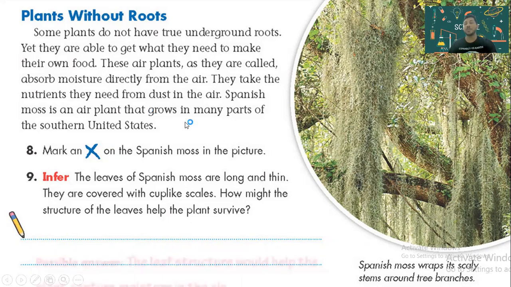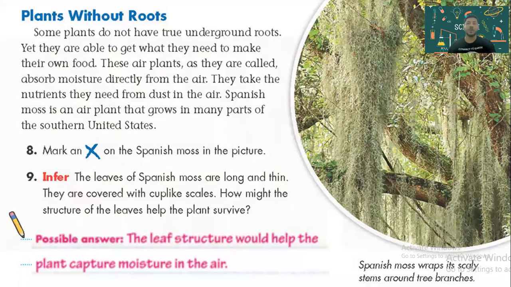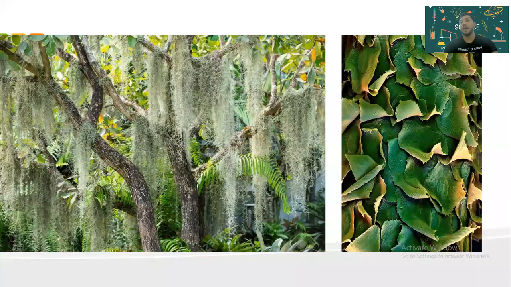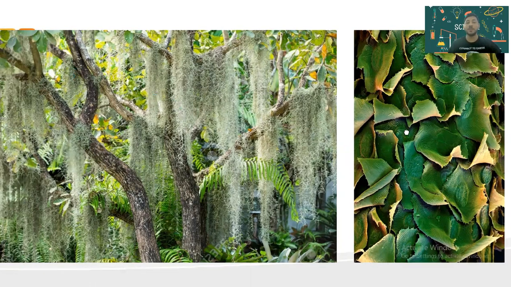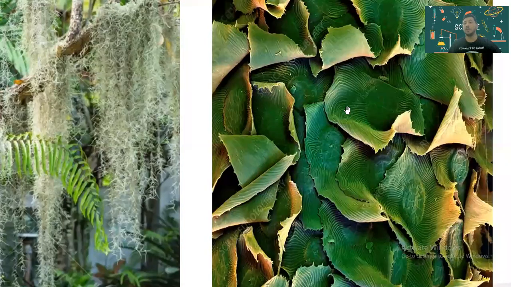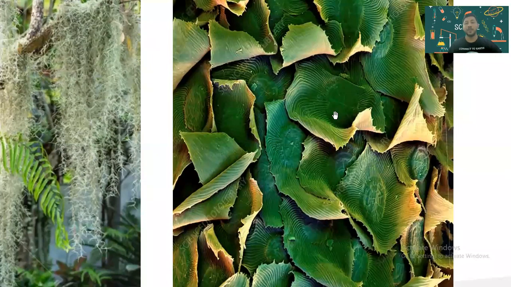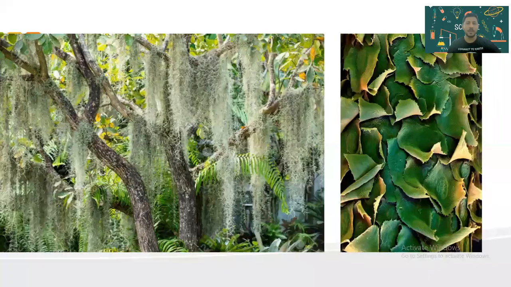Plants without roots, like what? The Spanish moss is a plant that doesn't have roots. But if you ask me, Mister, if it doesn't have roots, how can it get the water and nutrients it needs? This type of plant can get the water and nutrients it needs from the air. It can take the water from the moisture in the air, and that's how its leaves look. It's easier for it to catch and capture the water it needs from the moisture in the air, and also to take in nutrients from the dust.